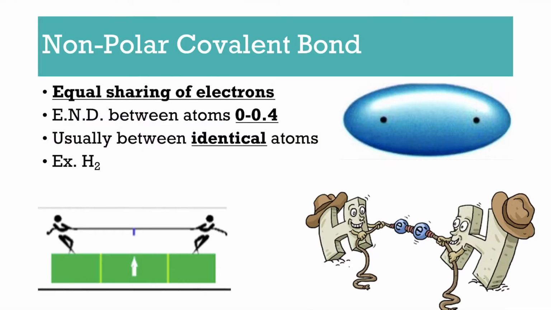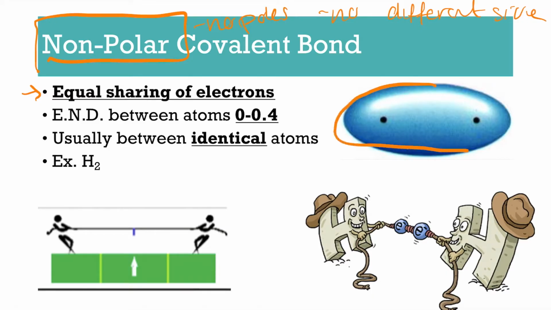So if we're going to look at these electronegativity values, we can tell whether or not we have a polar covalent bond or a nonpolar covalent bond. So if we have a nonpolar covalent bond, this is equal sharing. So if you have nonpolar, there's no poles, there's no different sides. So everything is the same. And so in this picture, this is one of the pictures we saw at the beginning, the left side is the same size as the right side in terms of electron distribution.